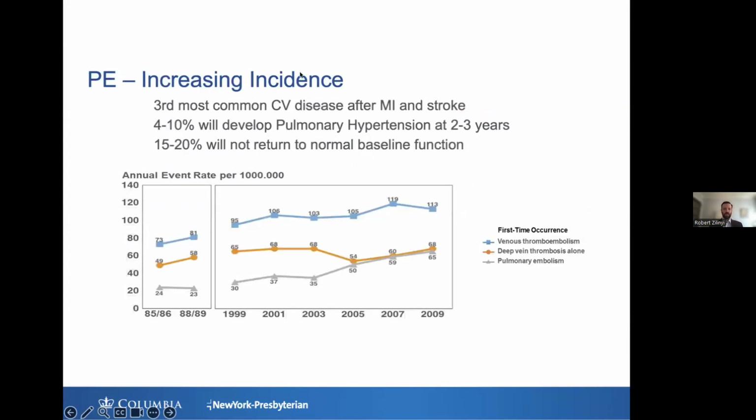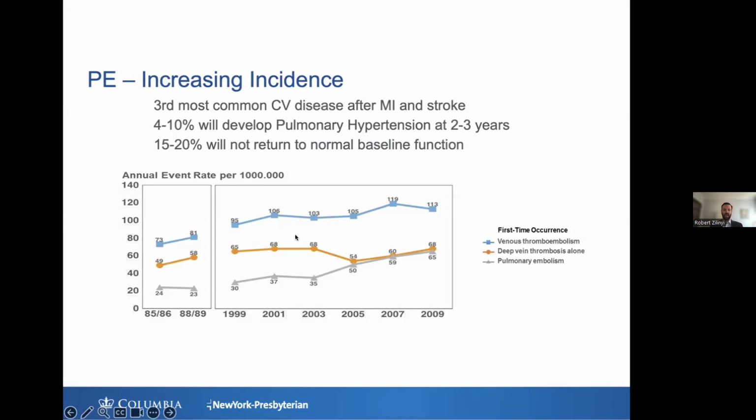So PE is important. It's got an increasing incidence over time, despite us knowing about this for an extended period of time and working to improve these outcomes. However, we see that it's the third most common cardiovascular disease after myocardial infarction and stroke. And up to 4 to 10% of patients who suffer a pulmonary embolism will go on to develop pulmonary hypertension at 2 to 3 years. 15 to 20% will not return to their normal baseline function.